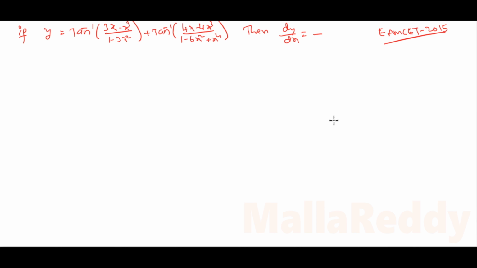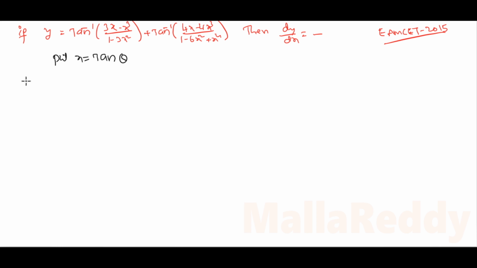If y is equal to tan inverse of (3x minus x cube) by (1 minus 3x square) plus tan inverse of (4x minus 4x cube) by (1 minus 6x square plus x to the power of 4), then dy by dx is equal to dash. So here is the given problem. Put x is equal to tan theta.